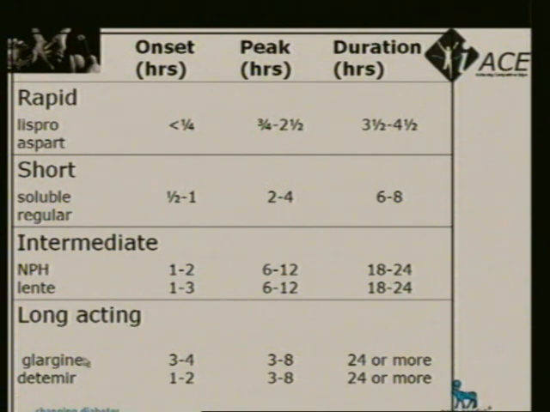The long-acting insulin analogs include glargine, which is known popularly as Lantus, and Detemir, which is known as Levemir. They have a flat action profile. This is a big advantage of these insulins. They have a flat action profile and they act for roughly 24 hours. So they need to be given once a day. So these are the peakless insulin, so to say.